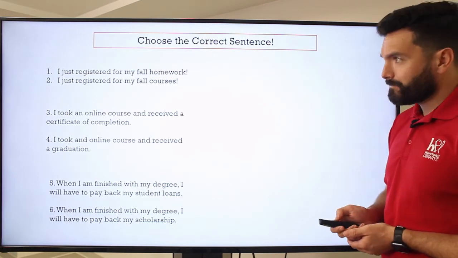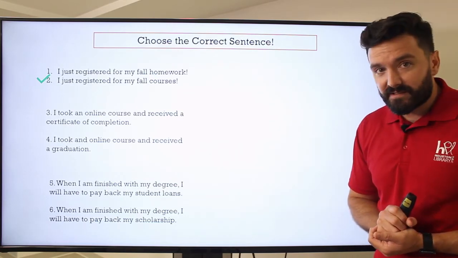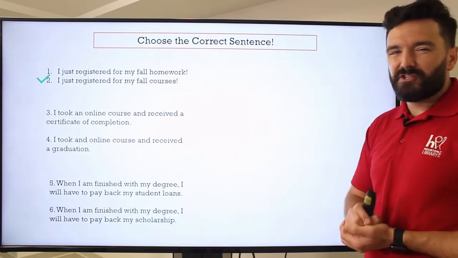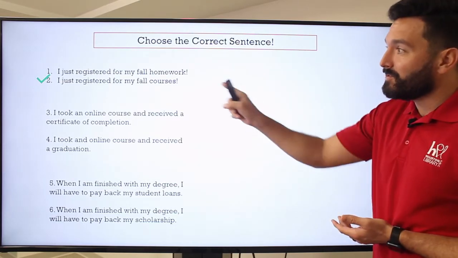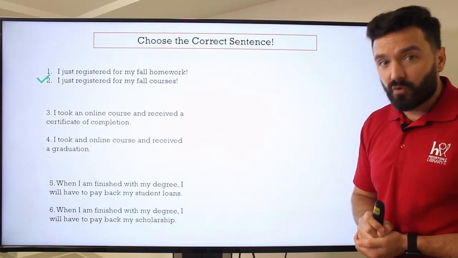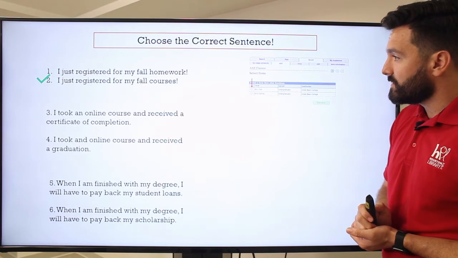All right, here we go. For this one, I just registered for my fall courses. That's going to be correct. You wouldn't register for your homework. I wouldn't want to register for homework, but certainly you can register for your fall courses. So that's going to be correct. There you go, just like that, register for fall courses.